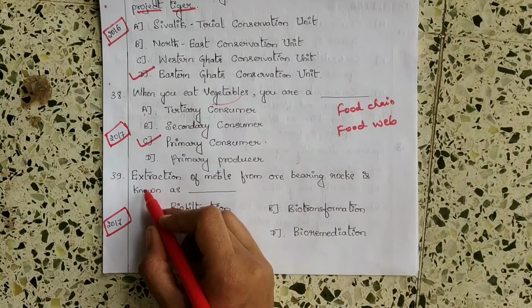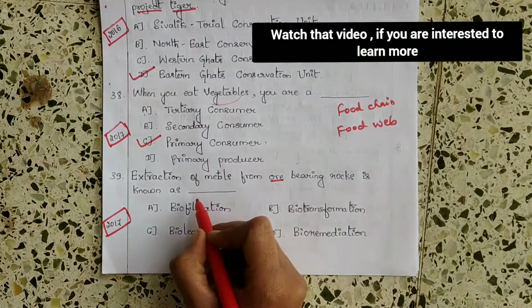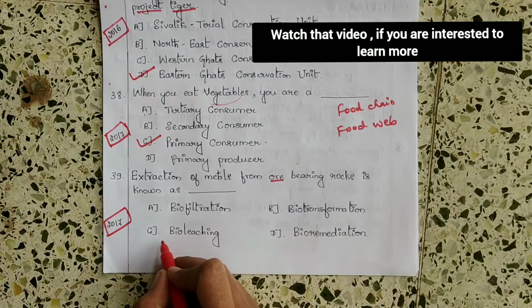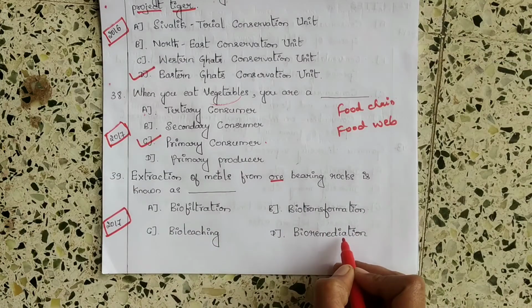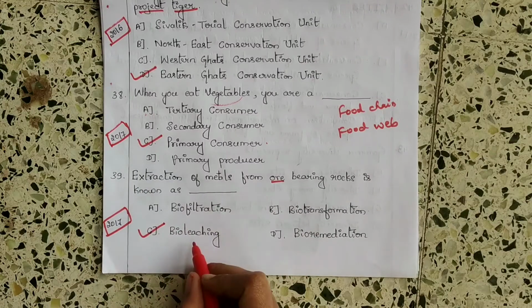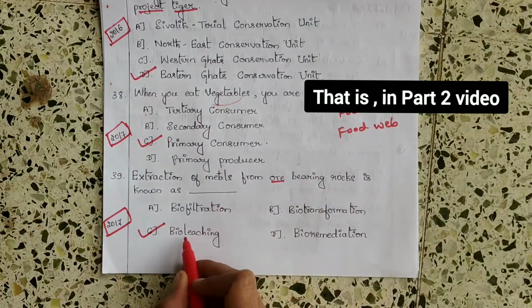The question is like this: extraction of metals from ore bearing rocks is known as dash. Option A, biofiltration. Option B, biotransformation. Option C, bioleaching. Option D, bioremediation. The correct answer for this is option C, bioleaching. The extraction of metals from ore bearing rocks is known as bioleaching.